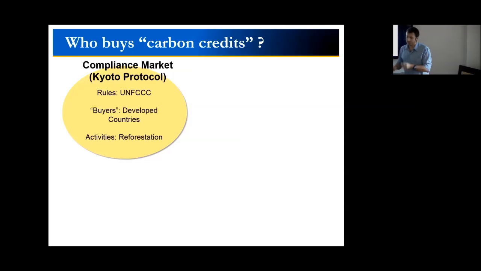Okay. So the idea behind the Kyoto Protocol is that developed countries need to reduce their emissions, and they can offset part of their emissions by buying carbon credits. That's the idea. So under the Kyoto Protocol, there was this compliance market that was created, and countries were buying carbon credits to offset their emissions. Okay? And the catch is that under the Kyoto Protocol, you could only create carbon credits from forest activities if they come from reforestation. We're not talking about REDD.